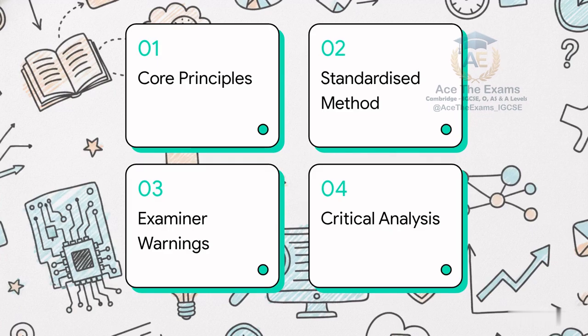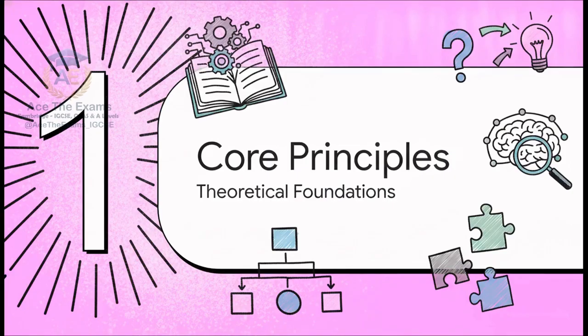So, to make sure we secure those massive marks, here is our roadmap for today. First, we'll cover the core principles. Second, we dive into the standardized methodology. Third, we're exposing the top examiner warnings. And finally, we will conquer critical analysis. Let's jump straight into Section 1, Core Theoretical Principles.